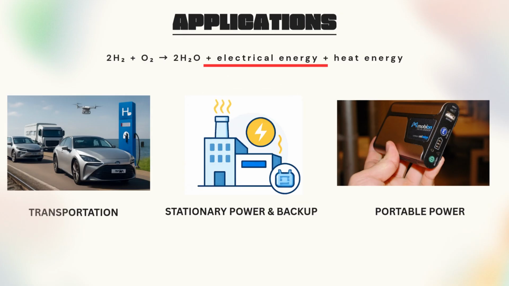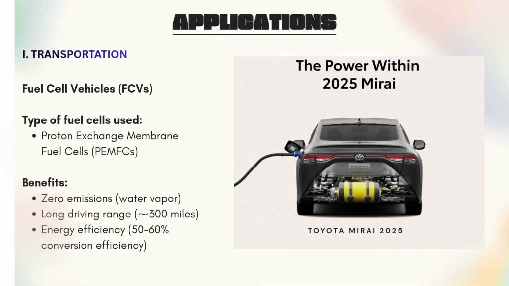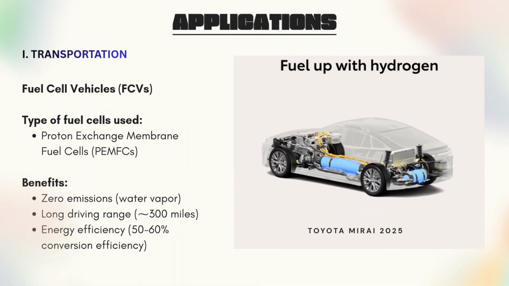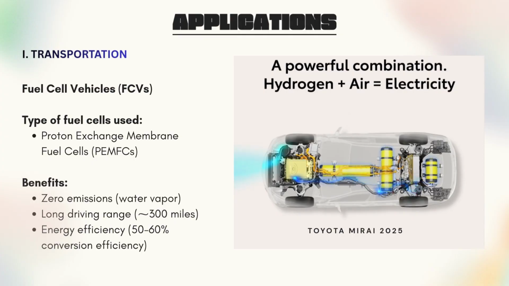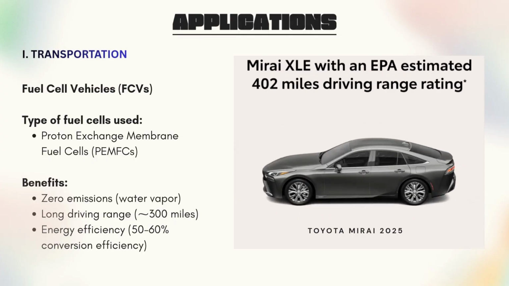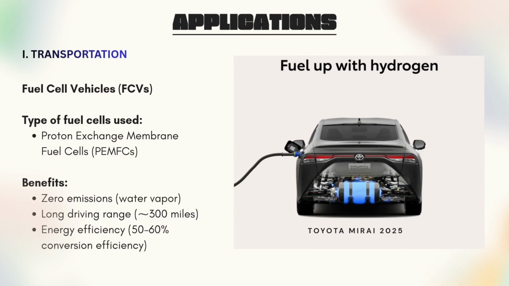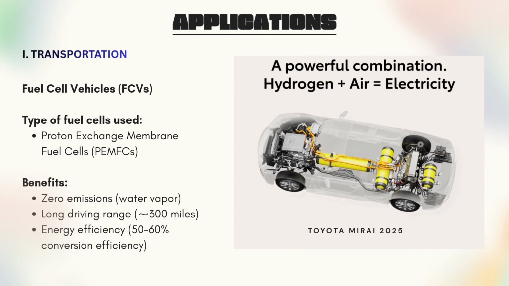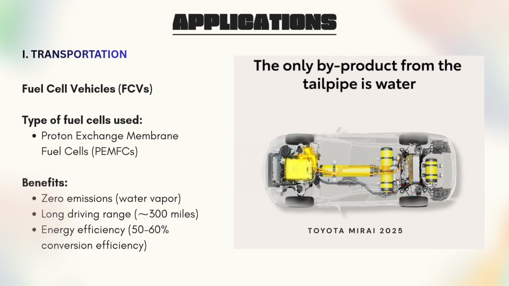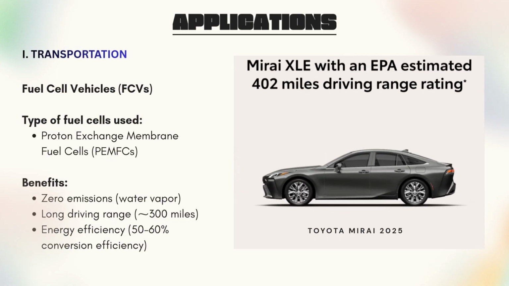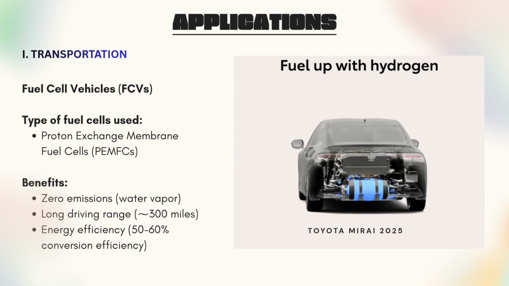From the principle of operation, fuel cells produce electrical energy by combining hydrogen and oxygen. This electricity can be applied in several real-world applications such as transportation, stationary power and backup, and portable power systems. In transportation, vehicles powered by hydrogen are known as fuel cell vehicles. They typically use proton exchange membrane fuel cells, which are lightweight and efficient, making them suitable for cars, buses, and trucks. A real-world example is the Toyota Mirai, a commercially available hydrogen car operating in Japan, the US, and Europe.